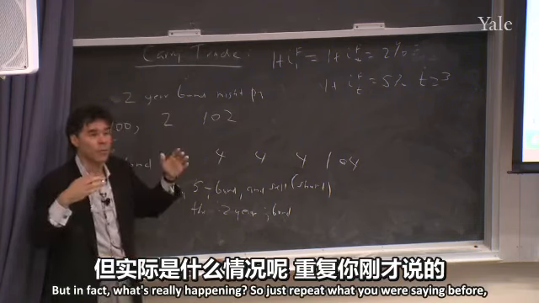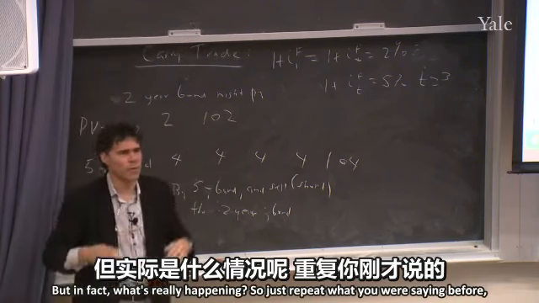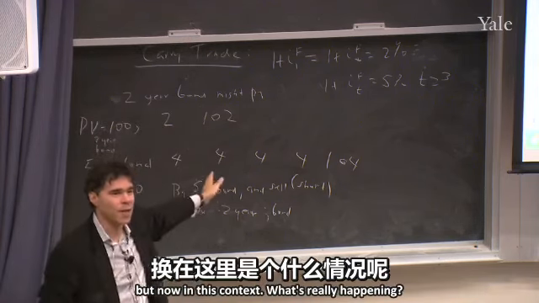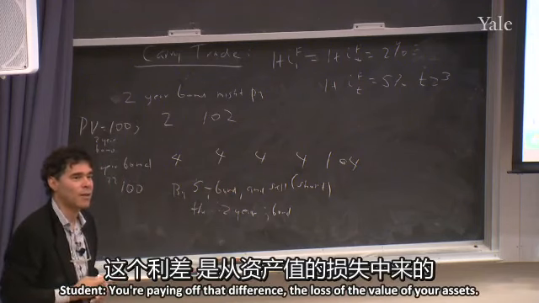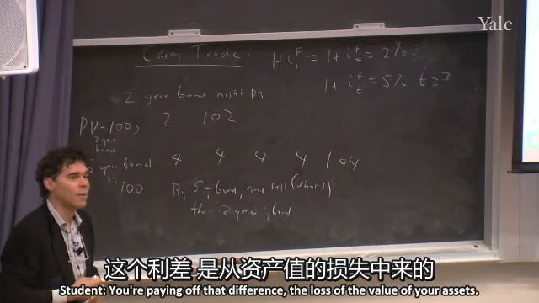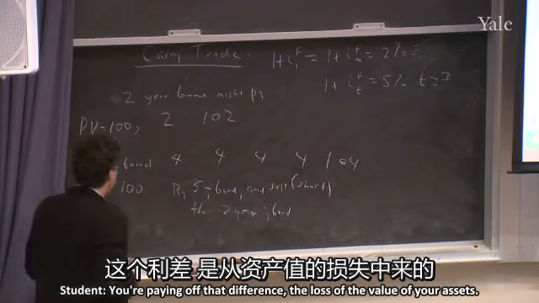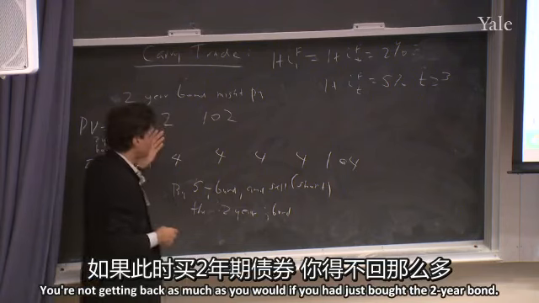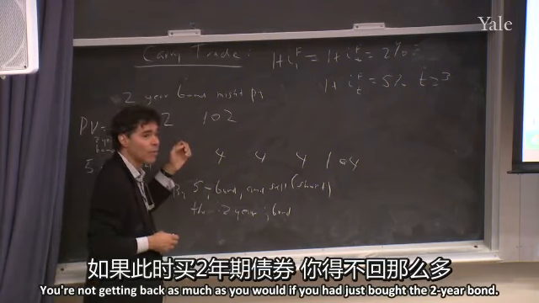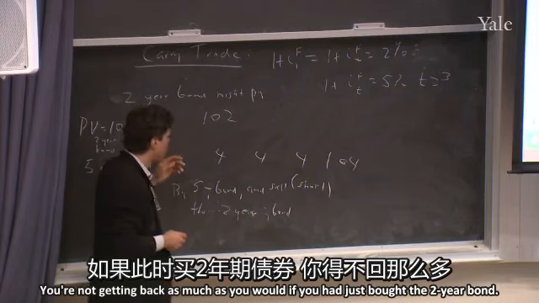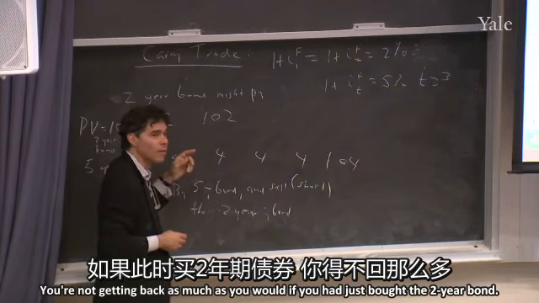But in fact, what's really happening? So just repeat what you were saying before, but now in this context. You're paying off that difference in the loss of the value of your assets. You're not getting back as much as you would if you had just bought the 2-year bond.